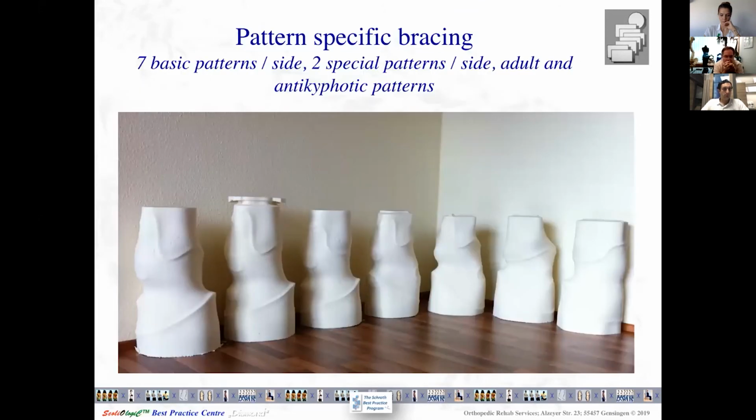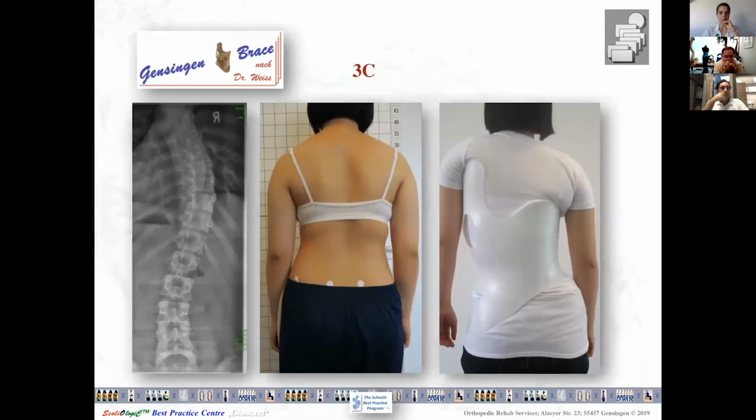And we have in our standardized library 7 basic patterns on each side, 2 special patterns to each side, special models for adults, and anti-kyphotic patterns. Here is an example of a 3C brace. You can see a single right thoracic curve. You can see the body shifted to the right side, and in the brace it is like mirrored.